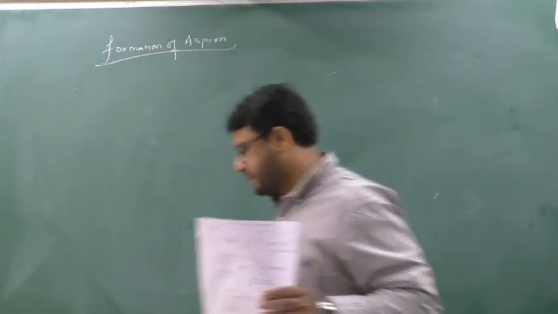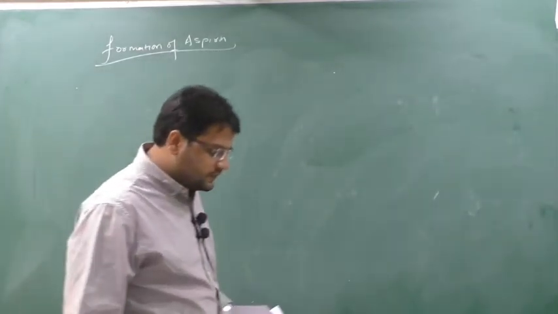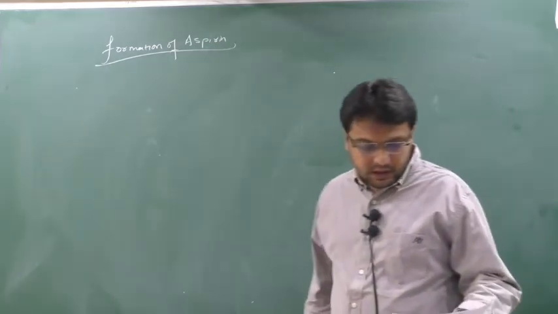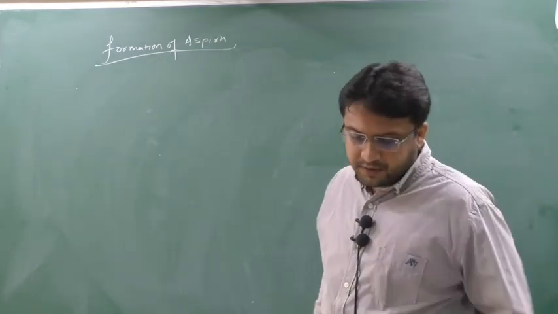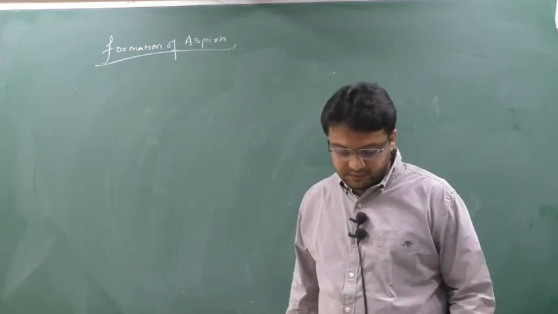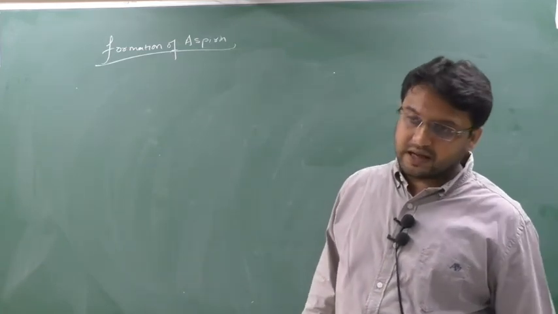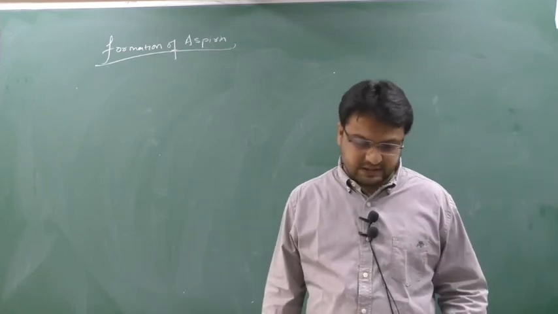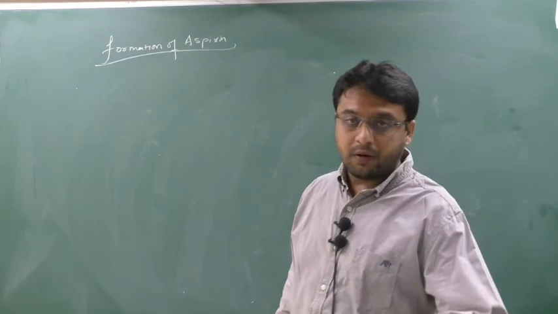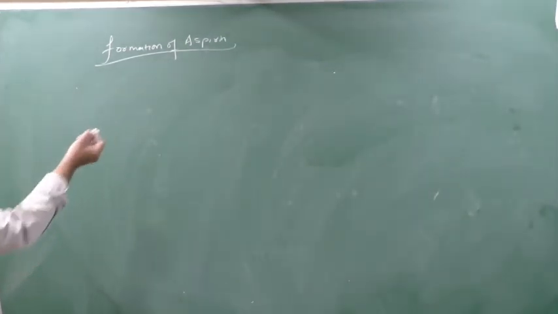But for the formation of aspirin, one key point. Write down: aspirin is formed from salicylic acid, and the salicylic acid is formed from the Kolbe reaction. Now see how to form aspirin. What is aspirin? What is its formula?